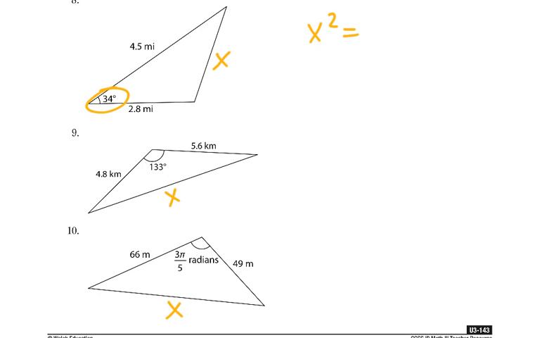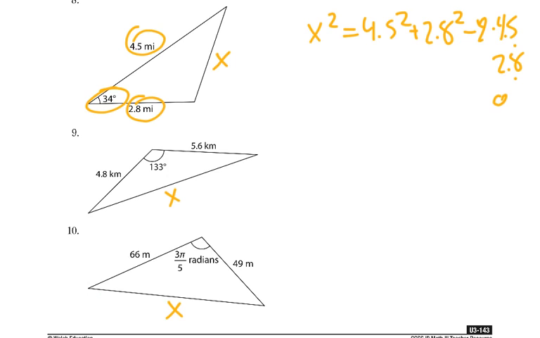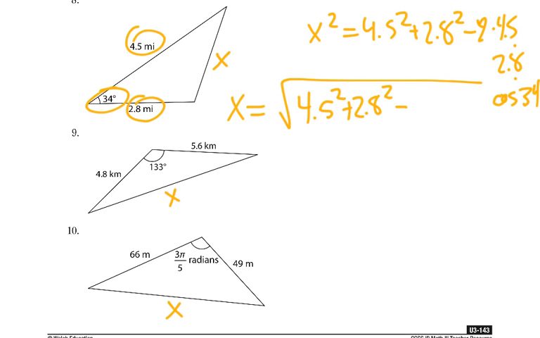So x squared equals my other two sides, 4.5 squared plus 2.8 squared minus 2 times 4.5 times 2.8 times the cosine of 34 degrees. So once again, I could, in my calculator, just write this. So I would just take the square root of the whole thing times the cosine of 34 degrees. Okay? That's honestly the easiest way to do this.